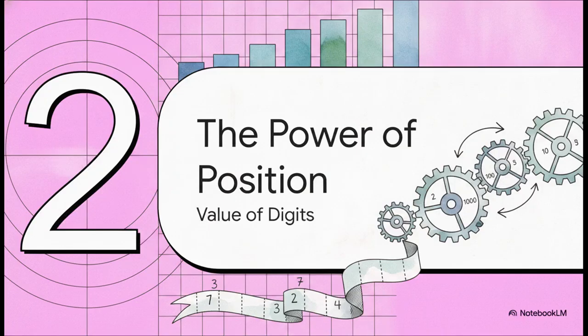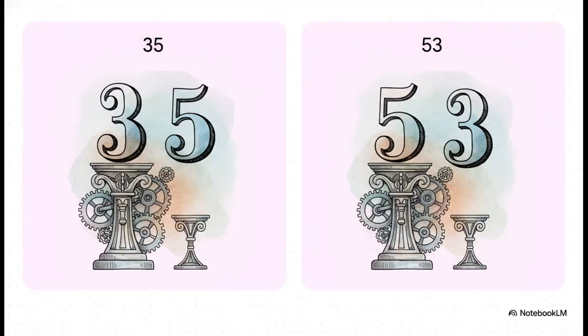The power of position. Value of digits. Let's compare 35 and 53. We are using the exact same symbols here, a 3 and a 5, but the numbers we end up with are drastically different from one another. Why is that? It's because a digit's true meaning is entirely dependent on its location. The 3 in 35 is doing a very, very different job than the 3 in 53.